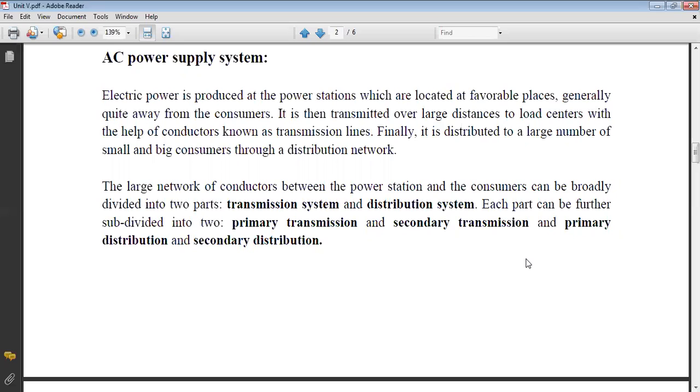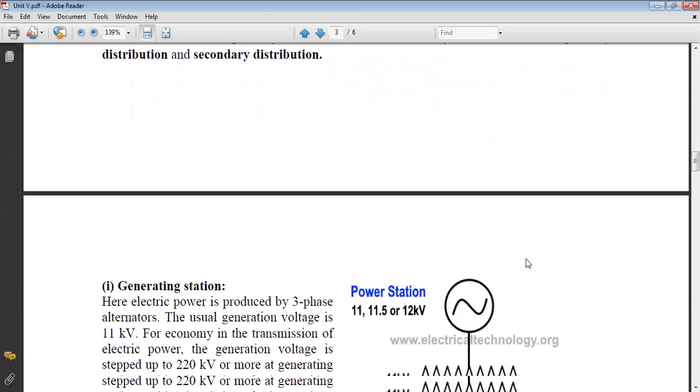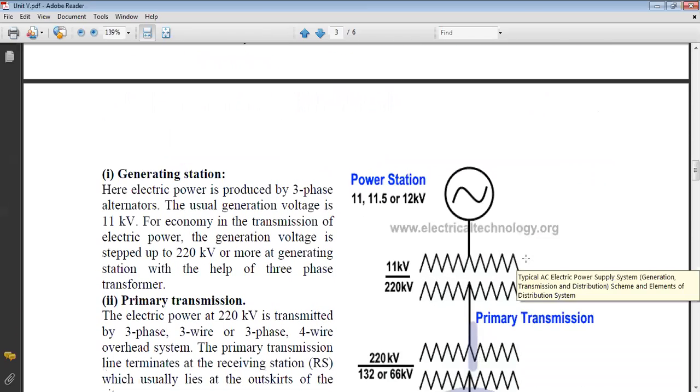Each part can be further subdivided into two, that is primary transmission and secondary transmission. Similarly, primary distribution and secondary distribution. Clear? Now look at the diagram.